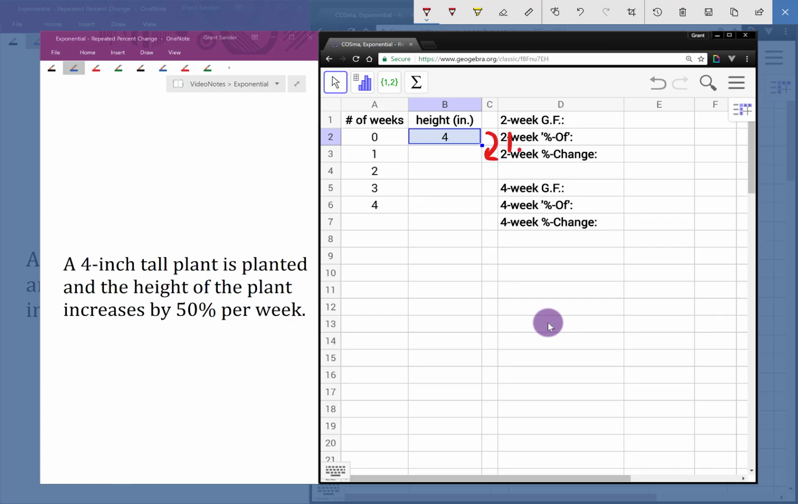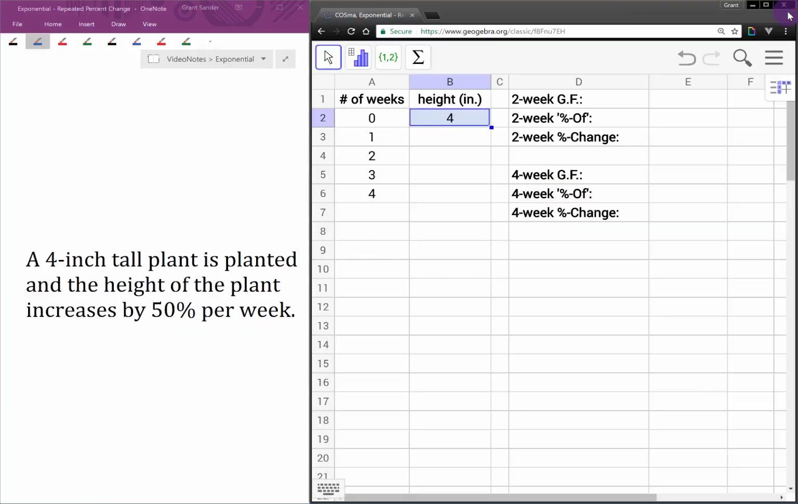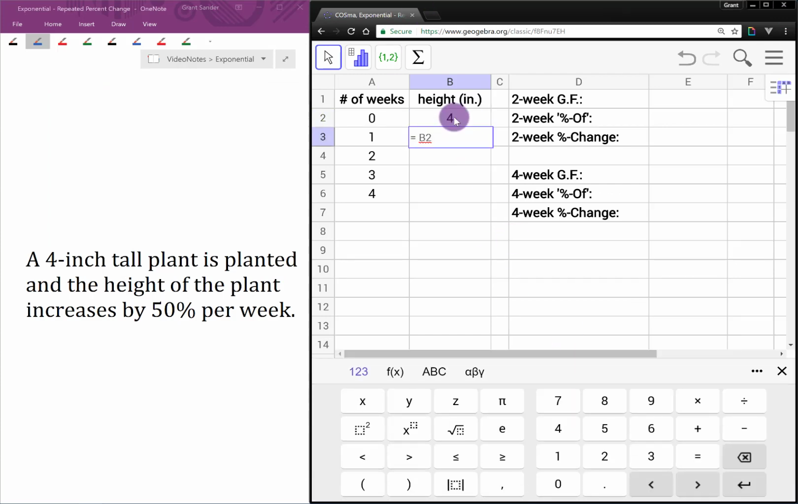Now, since the height of the plant increases by 50% per week, anytime 1 week passes, the height becomes 1.5 times as large. So anytime 1 week passes, the height of the plant becomes 1.5 times as large because the height is increasing by 50%. So if we want to know the height of the plant any given week, it's just 1.5 times as large as the height 1 week prior. So to compute this height, 1 week after it's planted, we would take the original height and then multiply by 1.5.